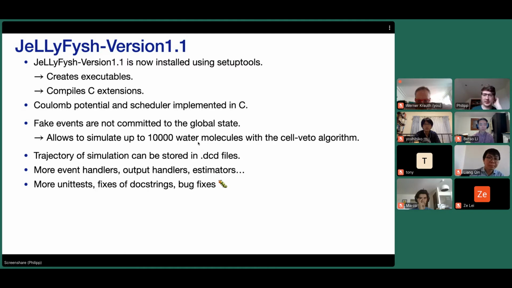And we added more event handlers, more sampling and output handlers, more estimators, which are used to estimate cell-based bounding potentials, and more things in general. But these are all small things. And of course, the last thing, we added more unit tests. We fixed a lot of doc strings. We fixed some bugs. But these are just the typical things you notice if you work long enough on an application.